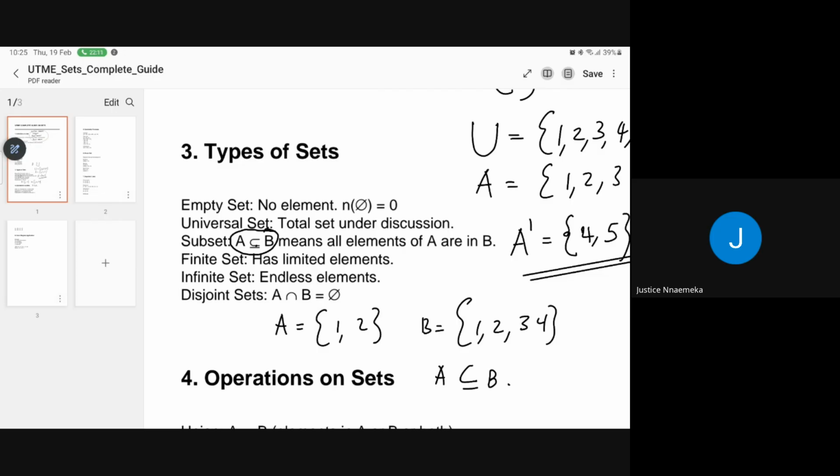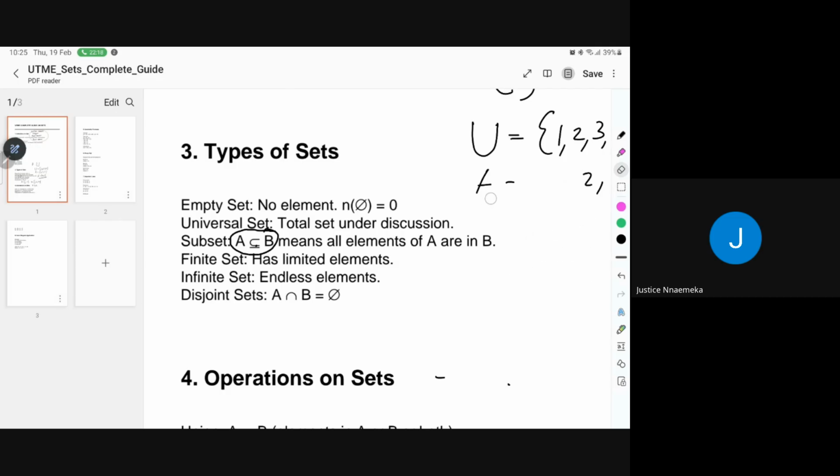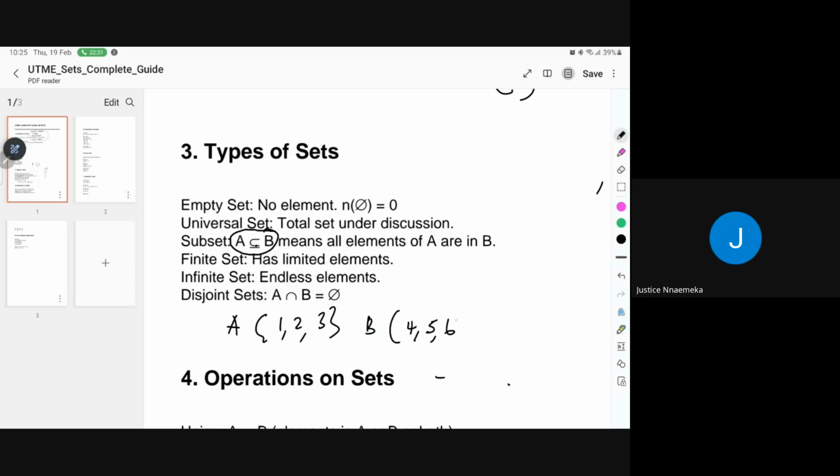So what are disjoint sets? Example now. Let me erase some of these things. Let's talk about disjoint sets. So what do we mean by two sets are disjoint? When you have, say, A, which is 1, 2, 3, and then B, and let's say that B is 4, 5, 6, they don't have anything in common. Do you understand now? So two sets with nothing in common, with no elements in common.